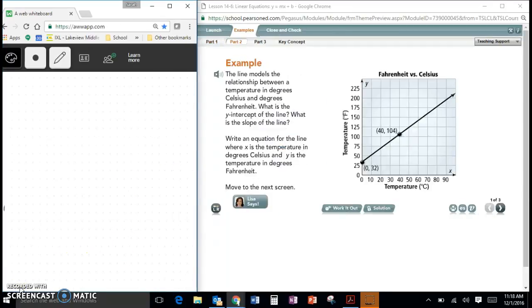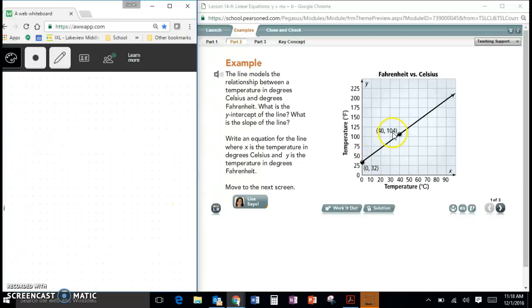All right, example 2. The line models the relationship between a temperature in degrees Celsius and degrees Fahrenheit. What is the y-intercept of the line? What is the slope of the line? Write an equation for the line where x is the temperature in degrees Celsius and y is the temperature in degrees Fahrenheit. All right, so let's find our slope.